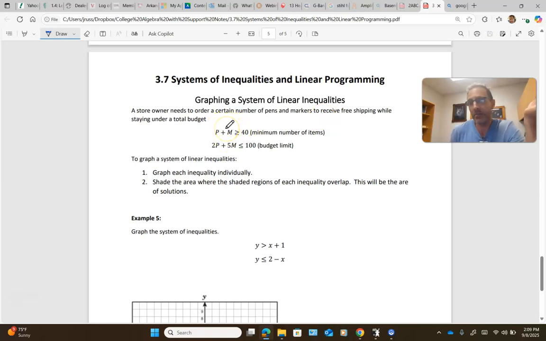And sometimes, systems like this may not even have a solution. This might be impossible. But anyway, that's a little bit of real-world motivation behind being able to do this.